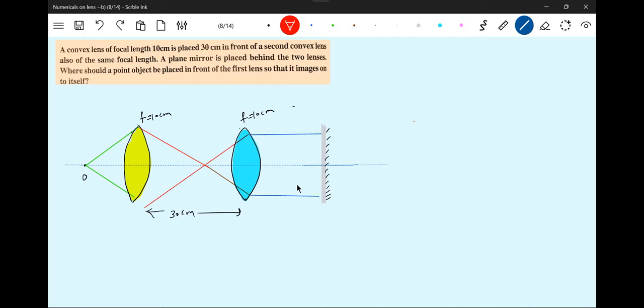Putting a rough diagram here, just making adjustments. Again, I can't change everything. It should be like this. Now, this should be the object, I1, I2, I3, this I4. So we know this should be the 10 centimeter. No, sorry, this should be the 10 centimeter. The range.